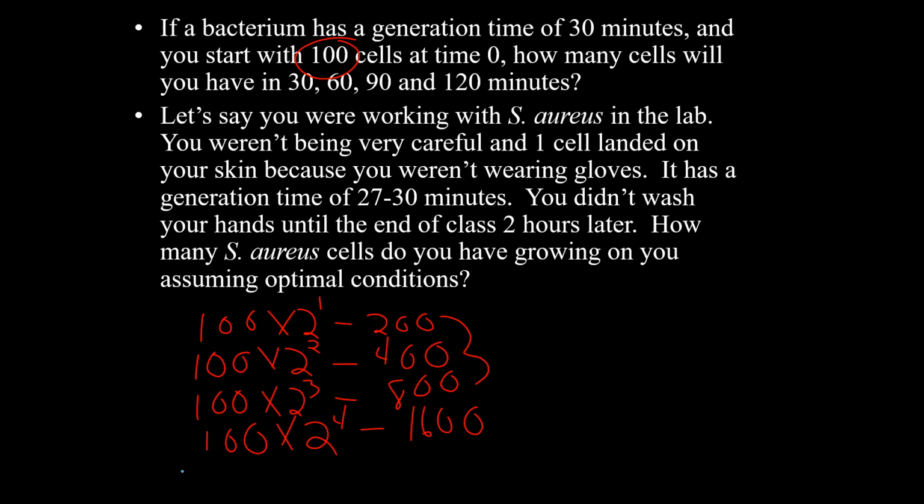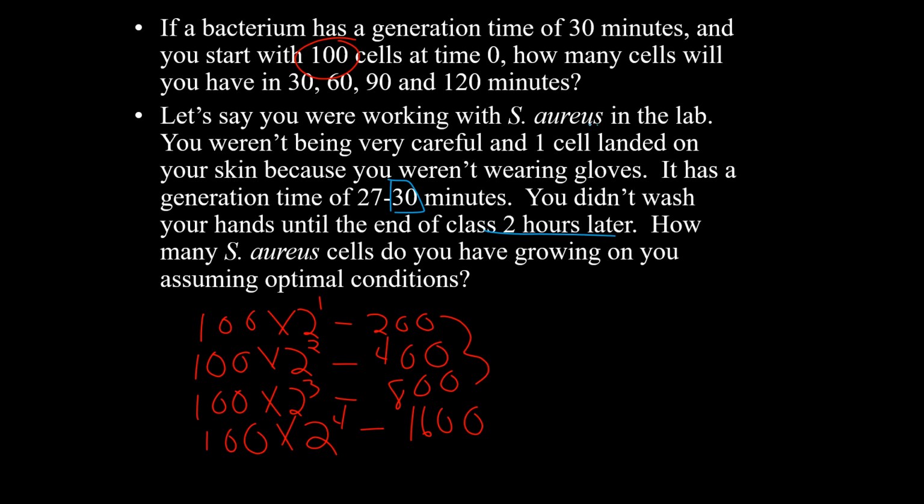It has a generation time of about 27 to 30 minutes. Now, I gave you a time range, but we're going to do the 30 minutes because the math is simpler if you do it that way. You didn't wash your hands until the end of class, 2 hours later, so how many cells would you have growing on you, assuming optimal conditions?